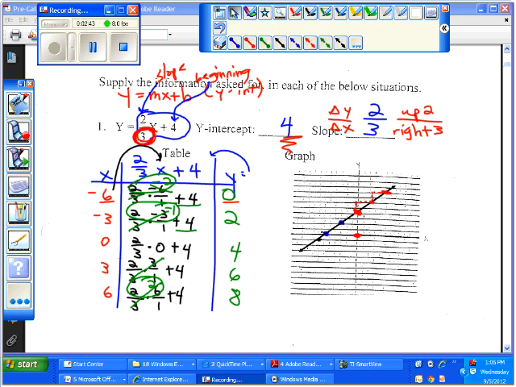We need to know how to build a table because sometimes what we graph is not straight. We may have parabolas and hyperbolas and ellipses and circles and all kinds of other crazy things, right? Any questions on number 1? Ready to go? All right. Number 2.